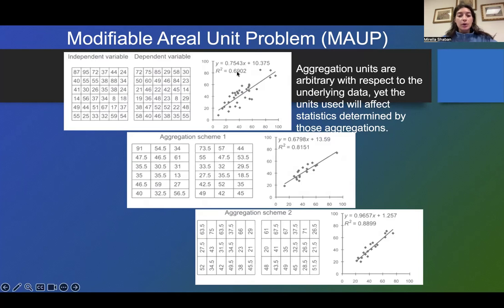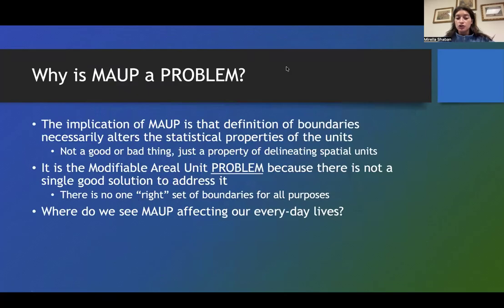So this is something I won't go into. You can pause on this and read through it if you want, but this is essentially just talking about your aggregation units. These units use effect statistics determined in those aggregations, so this is the math behind what you see here in a sense. But we're going to move forward and actually talk about why MAUP is a problem.